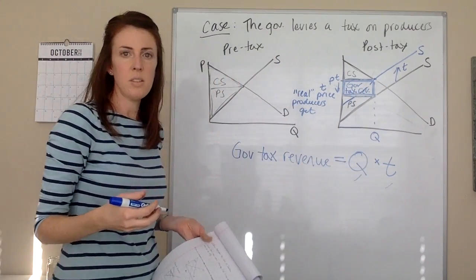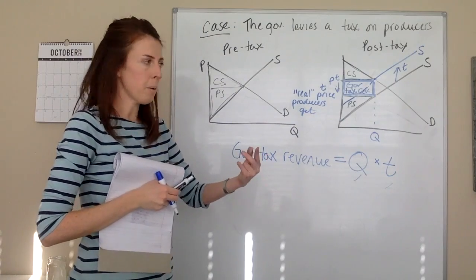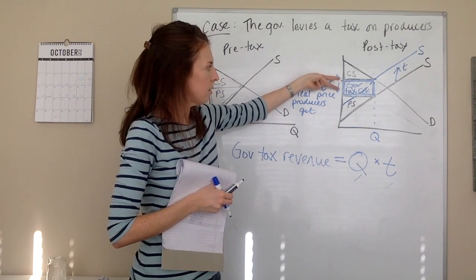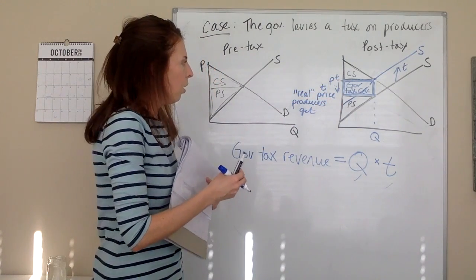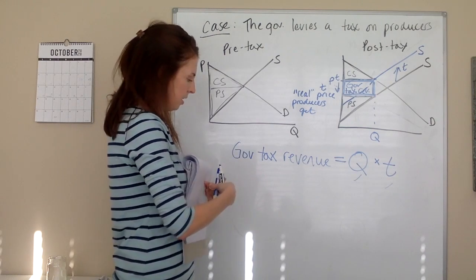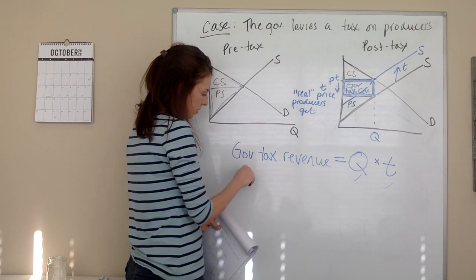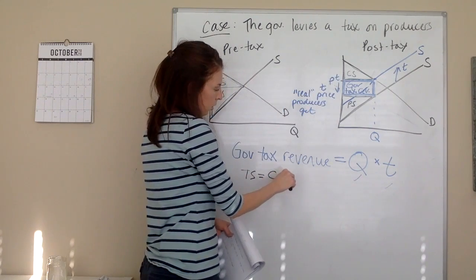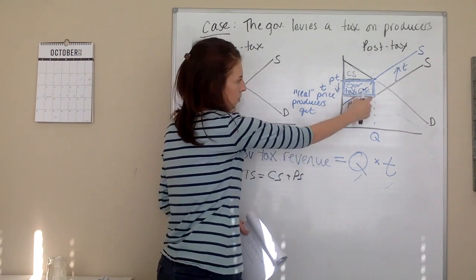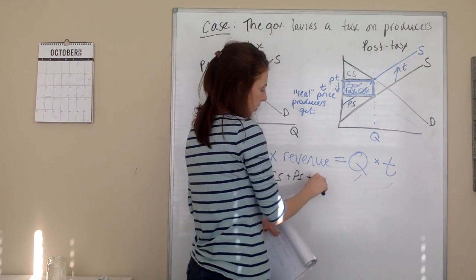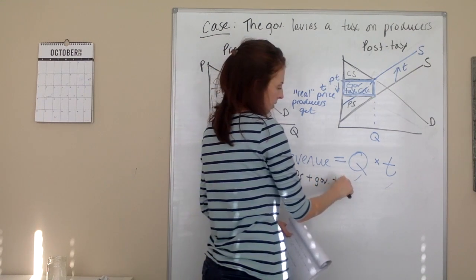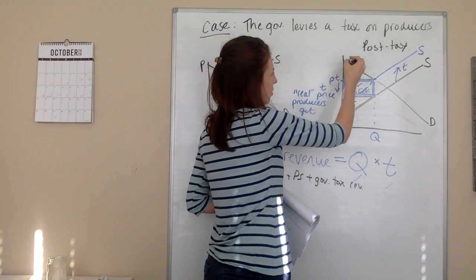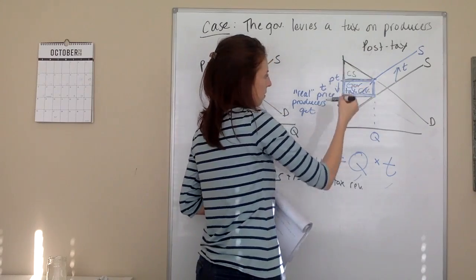And so we need to incorporate that in the total surplus, because now there's not just two players in the market, producers and consumers, now there's three. There's the consumers, there's the government who gets some money, and there's the producers. So the total surplus is going to be equal to the consumer surplus, that top little triangle, plus the producer surplus, this bottom triangle, plus the government tax revenue, which is the middle rectangle, and that whole thing is the total surplus.